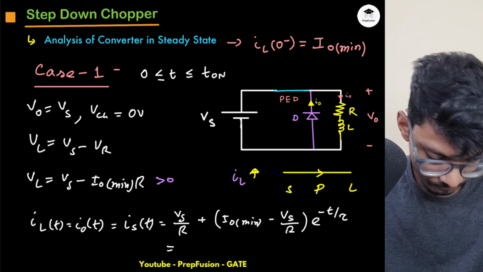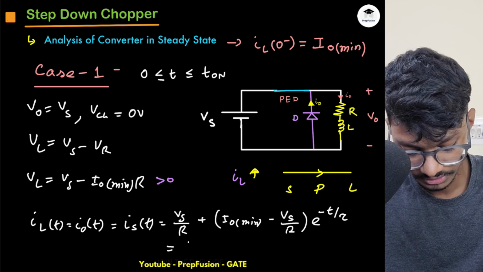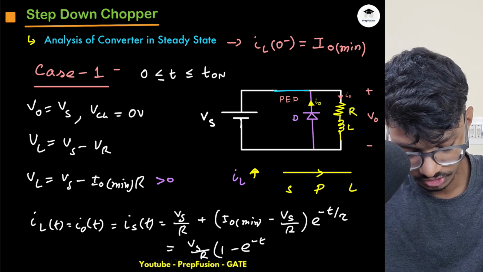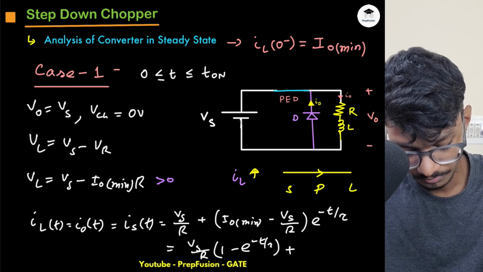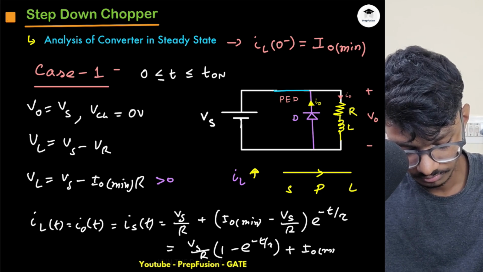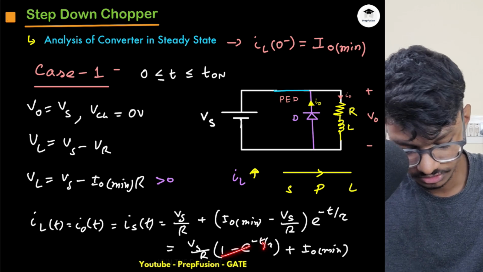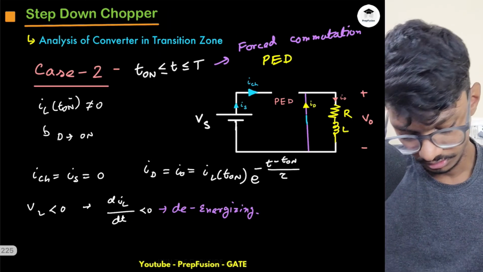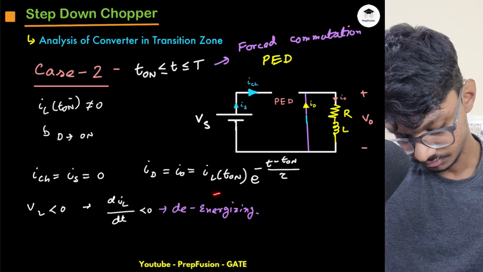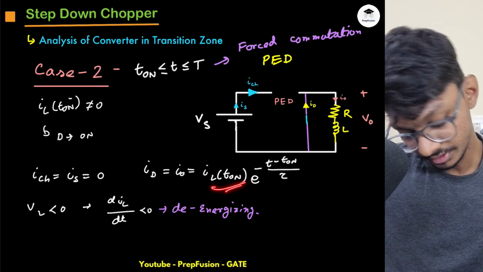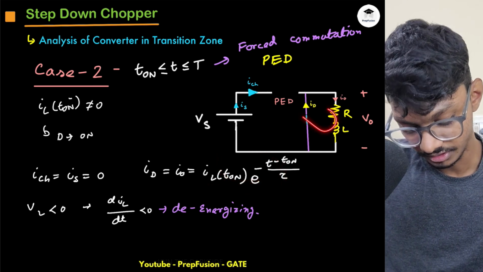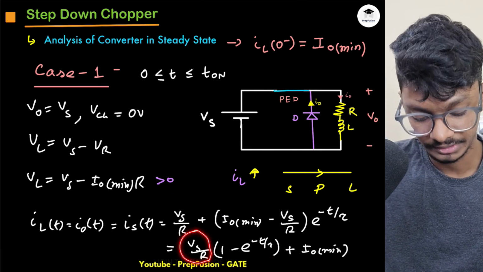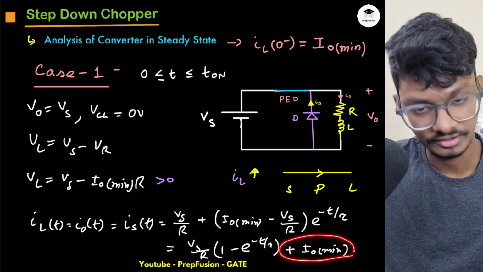Okay, so this will be what? This will be VS by R times 1 minus e raised to power minus t upon tau plus IO minimum. Basically at t equals 0, this will get cancelled, only this will be remaining, and at t equals infinity, okay, anything I have done wrong over here? Oh yeah, this equation is correct only, because at steady state it will try to go to VS by R, but initially at t equals 0 the value will be IO minimum.